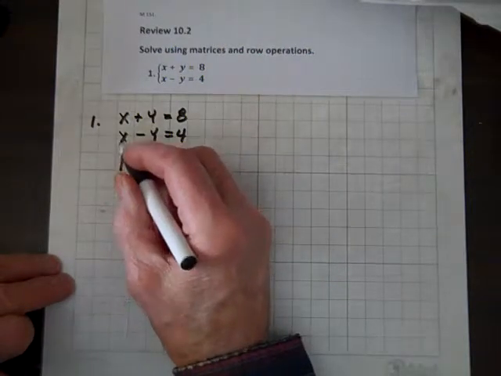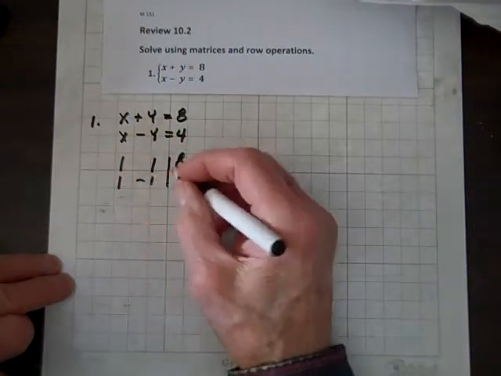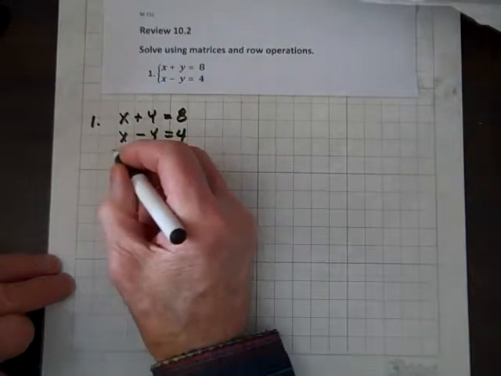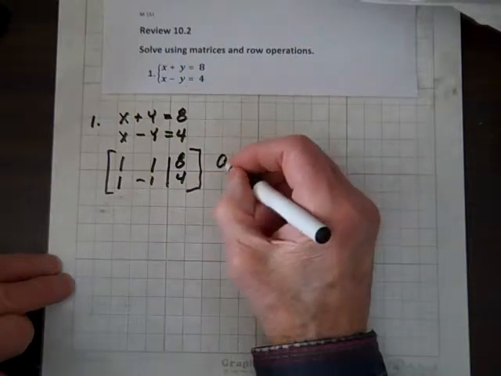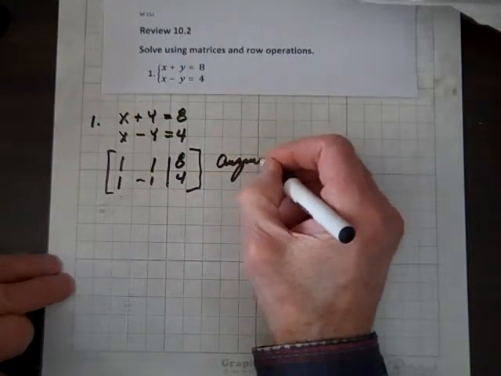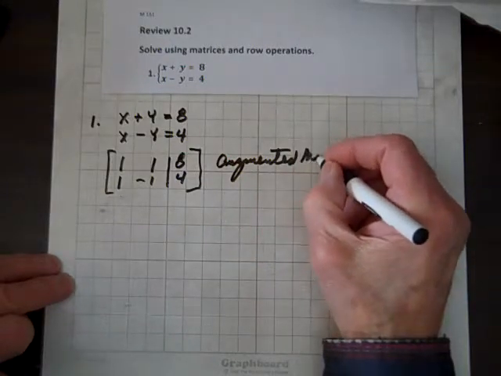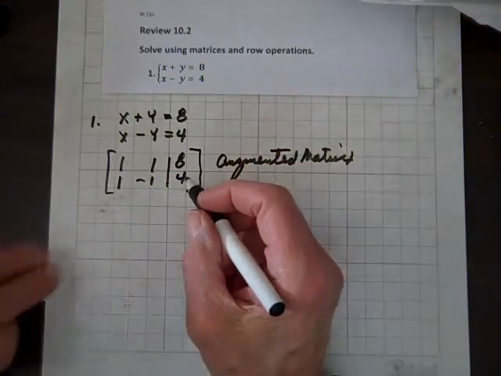The coefficient on x here is 1. The coefficient on y is negative 1. And the difference is 4. So here is our augmented matrix. And we're going to solve this using row operations.